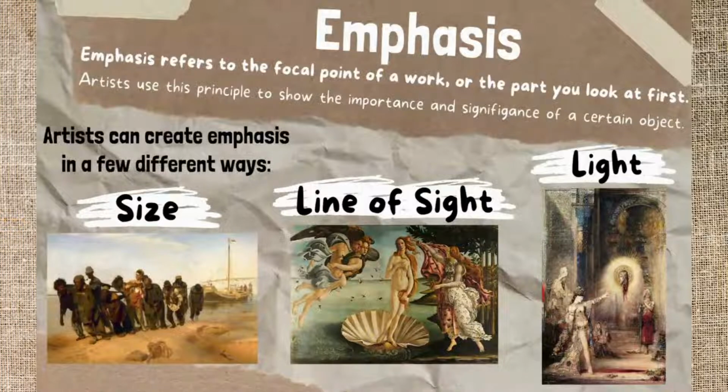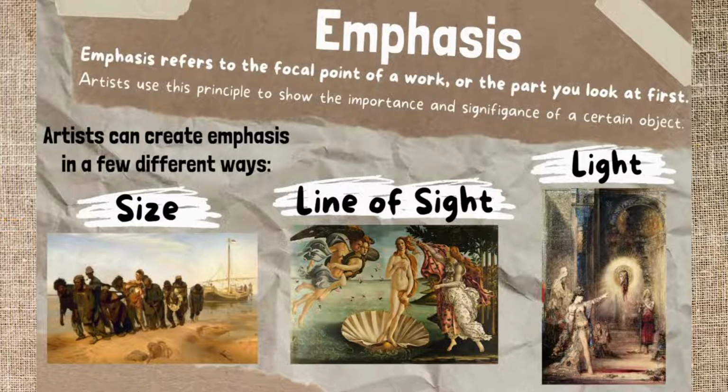So now we also have emphasis as one of our principles of design. And emphasis simply refers to the focal point of the art piece. What are we looking at first? And why? What makes it look important? What draws our attention to that? Is it the use of color? Is it the size? Or is it the light?